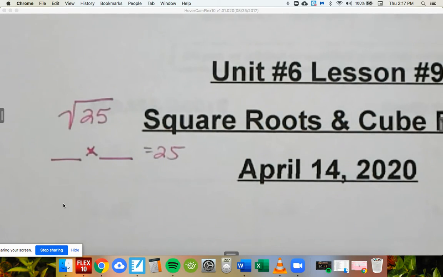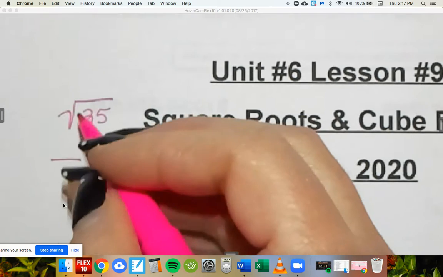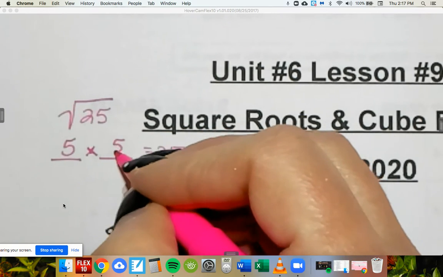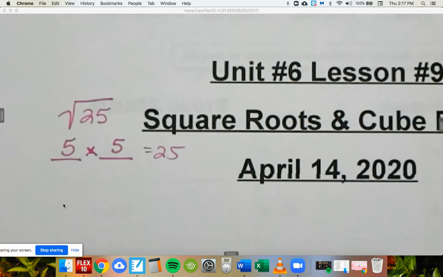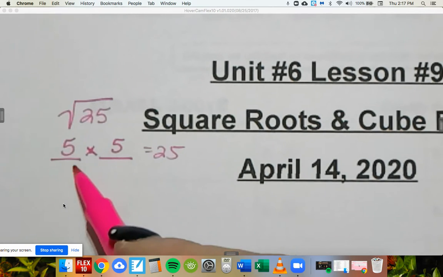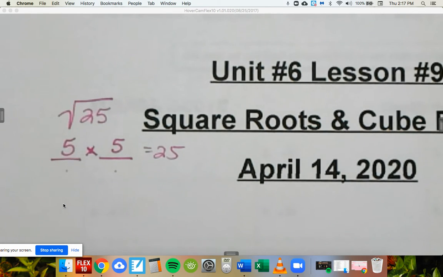So we're looking for the same factor, and it happens to be 5 times 5. So the square root of 25 is 5. So that's what square roots are. Square roots are when you're looking for 2 of the same number multiplied together.